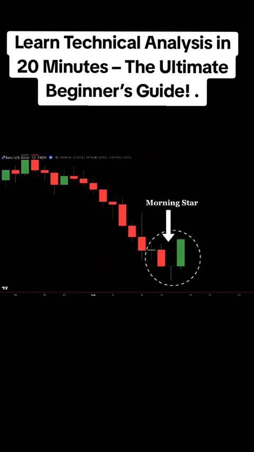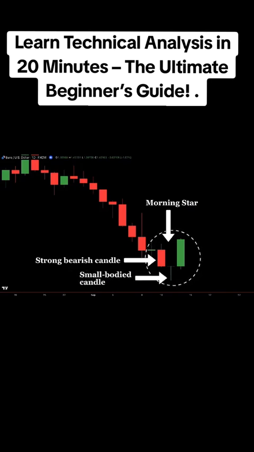The morning star is a bullish reversal pattern that signals a potential shift from a downtrend to an uptrend. It consists of three candles and typically forms at the bottom of a downtrend, indicating that sellers are losing strength and buyers are stepping in. The first candle is a strong bearish candle, showing that sellers are in control. The second candle is a small-bodied candle, which can be a doji or a small bullish or bearish candle, indicating indecision in the market. The third candle is a strong bullish candle that closes deep into the first candle's body, confirming that buyers have taken over.